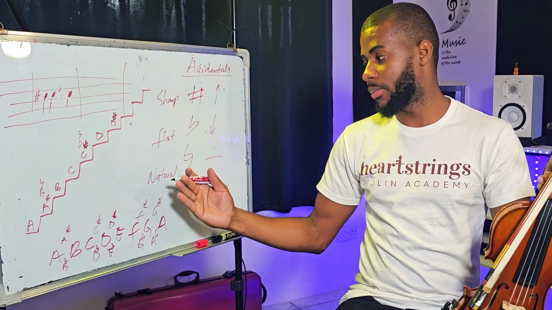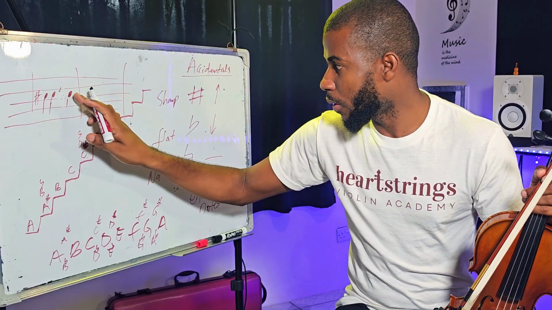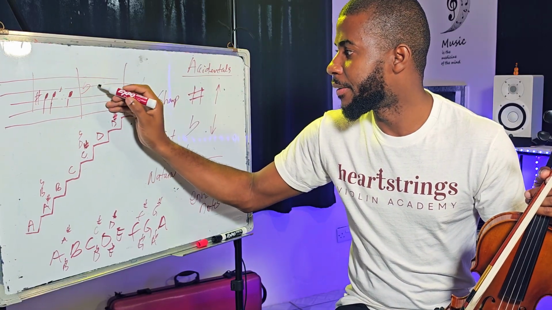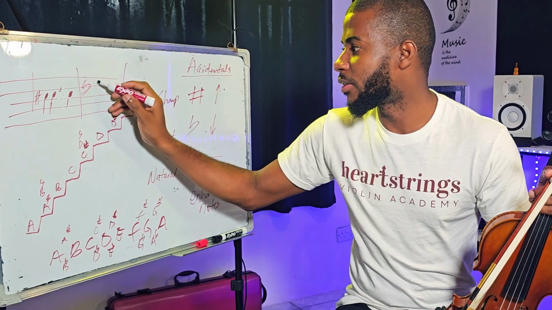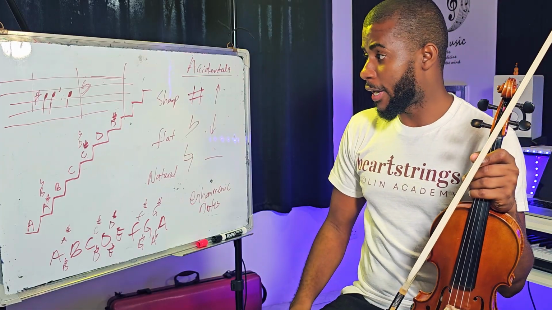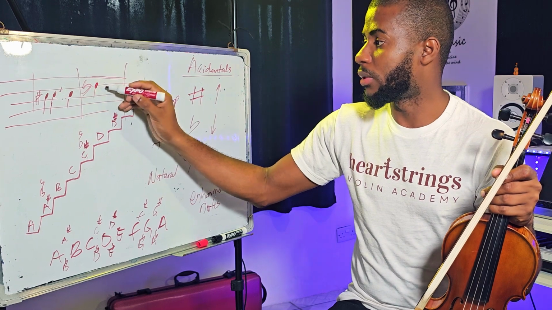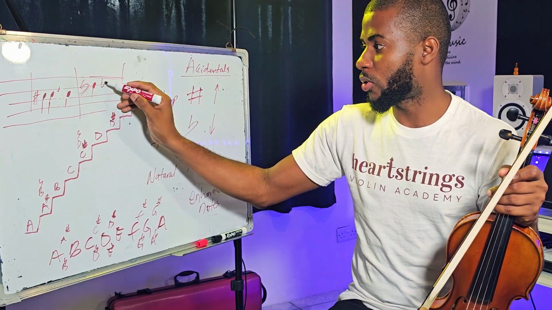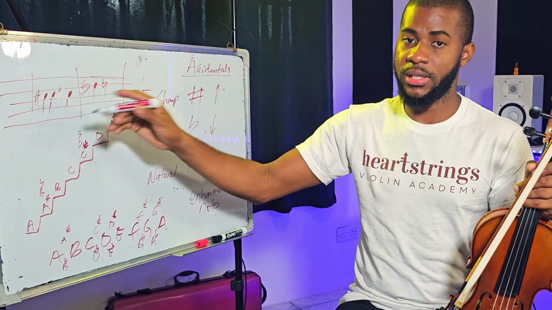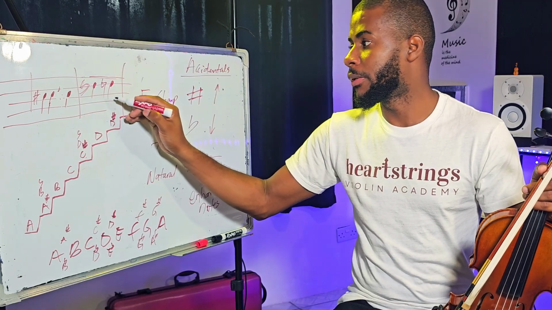The flat will do the same thing. The natural will do the same thing. Let's say we had a D flat here. D flat, we put a flat on this. That means all the D in this bar will be D flat, right? What if at some point we want a normal D in this bar? What are we going to do? That's a D flat. If we put a natural here, it cancels out the effect of this, makes things natural again. And now that's a normal D, right?